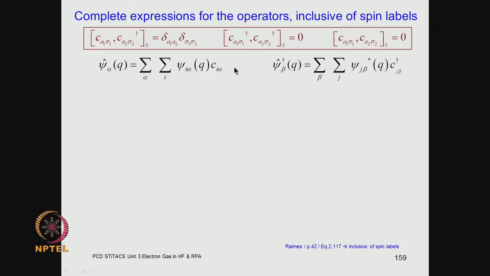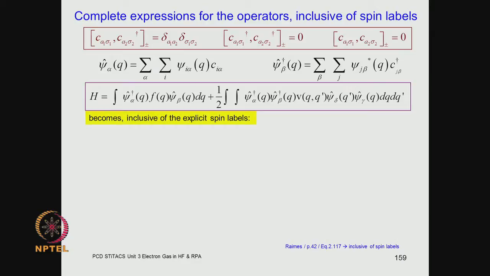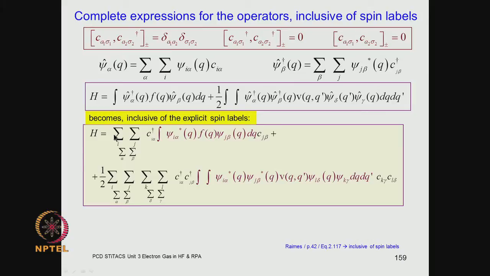And we will be dealing with the anti-commutators because the particles of our interest are electrons, and the field operator now must be written explicitly in terms of a summation over the spin index alpha. So, C_i alpha is the destruction operator for the state i and the spin eigenvalue alpha. Okay? So, these are the good quantum numbers inclusive of spin, and you can write the Hamiltonian, which we had written without explicit indication of the spin label, but now inclusive of explicit spin labels.